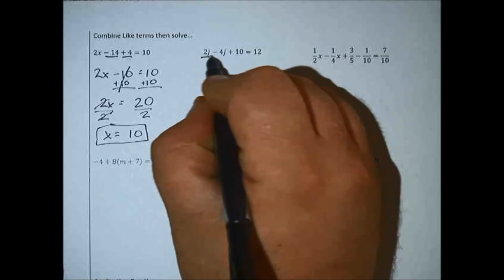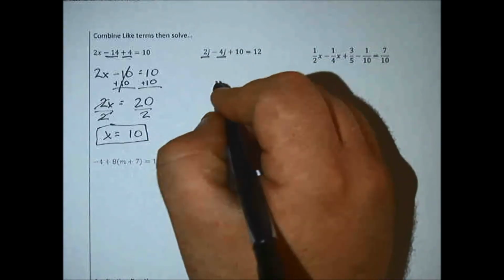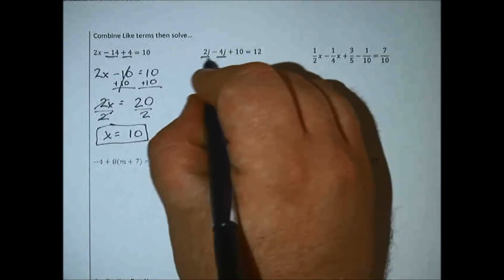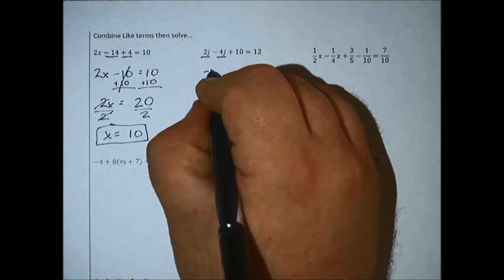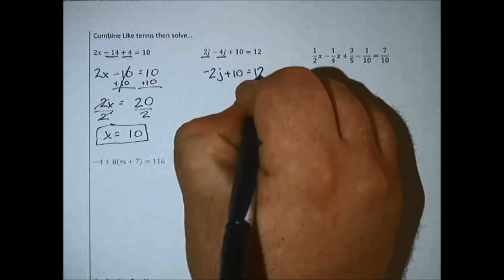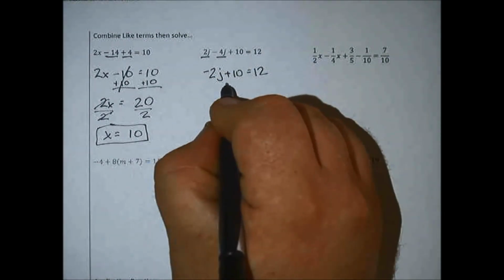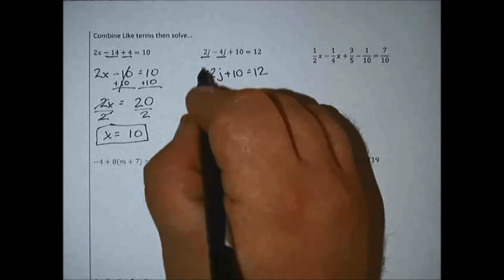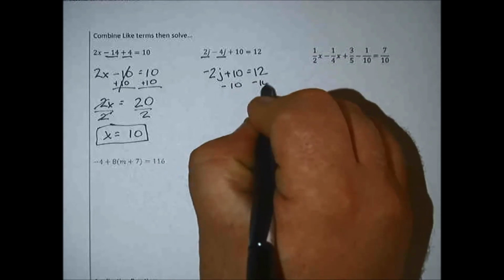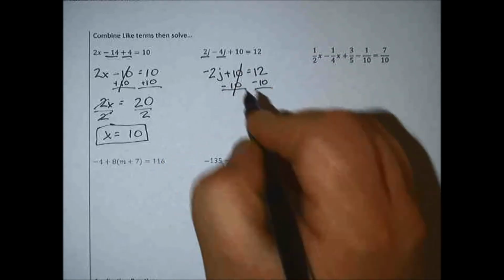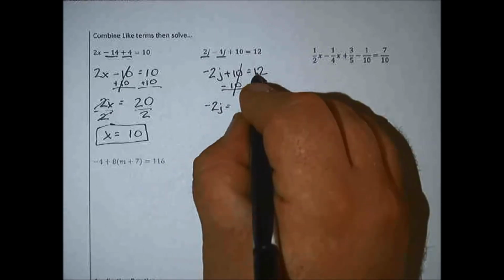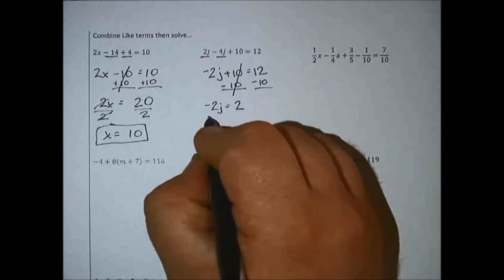I have a 2j minus a 4j. Okay, 2j kind of sounds like blue jay. All right, 2j minus 4j is -2j plus 10 equals 12. I need to get rid of this 10, and then I'll deal with the -2j. So subtract 10, bam, bam, cross them out. -2j equals 12 minus 10 is 2.